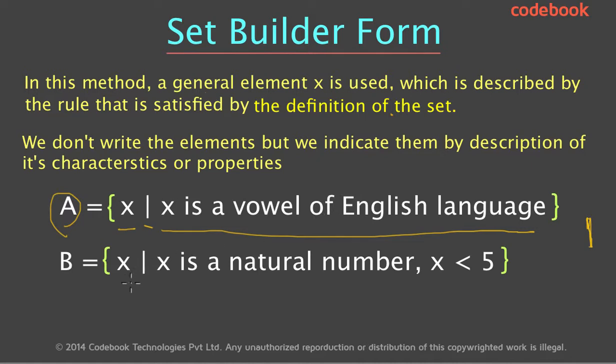Let's look at another example. Over here we have a set which is notated with the capital letter B, and it is represented in the set builder form, and it is as follows: x such that x is a natural number and x less than 5. So you are defining this set as all natural numbers which are less than 5. So here you are defining a rule which is satisfying the definition of the set. So the definition of the set is all natural numbers less than 5, and the rule is stated here. So x must be a natural number and it should be less than 5. So this is your set builder form.